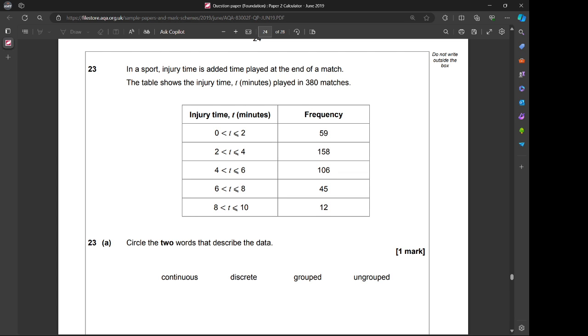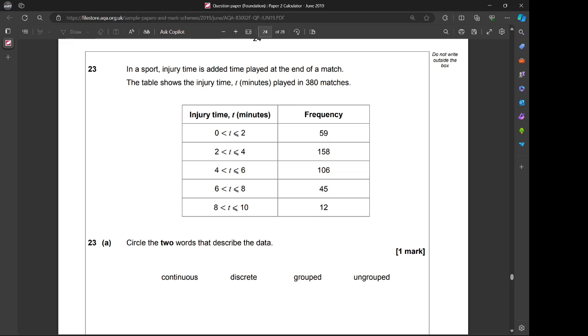Hello, Nabila, welcome. Question 23A. In a sport, injury time is added time played at the end of a match. The table shows injury time T minutes in 380 matches. Part A, circle 2 words that describe the data.